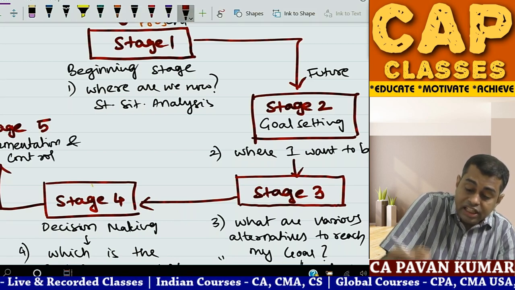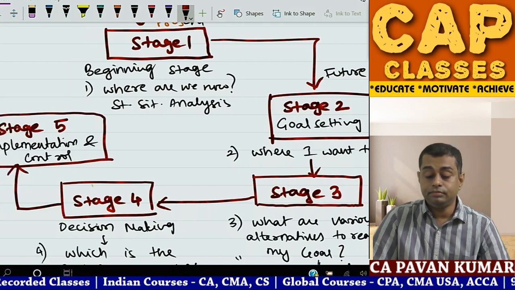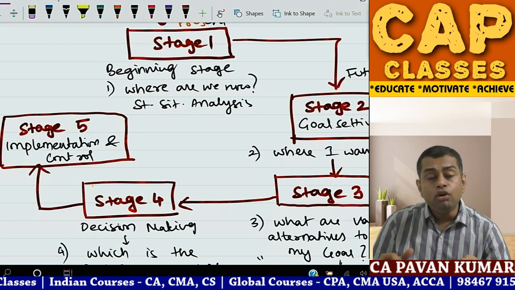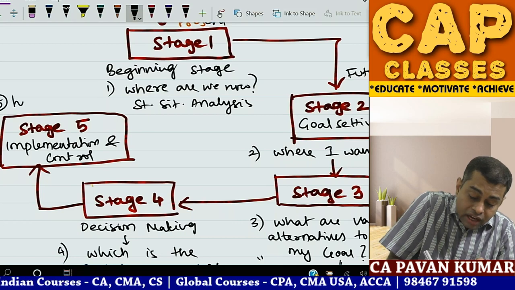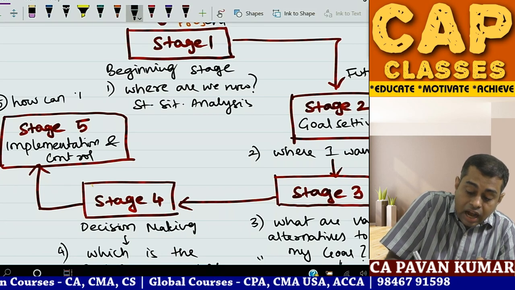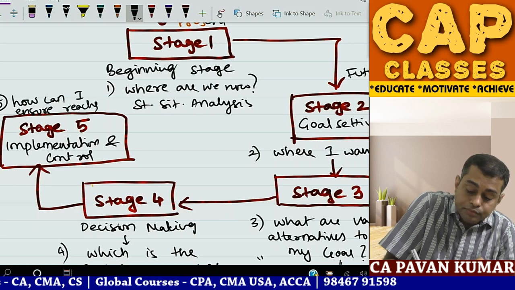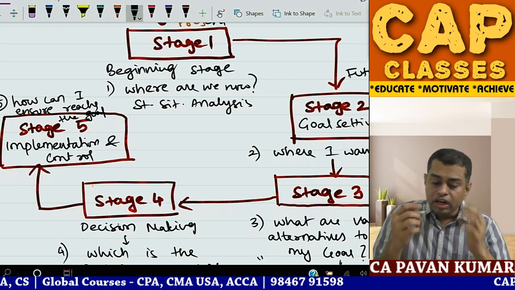So in stage 4, you have finalized that I will do so and so thing. So you need to implement the plan, no? So this is the fifth question. How can I ensure reaching the goal using this plan? How can I ensure reaching the goal?